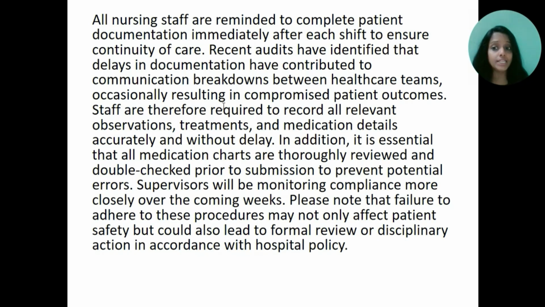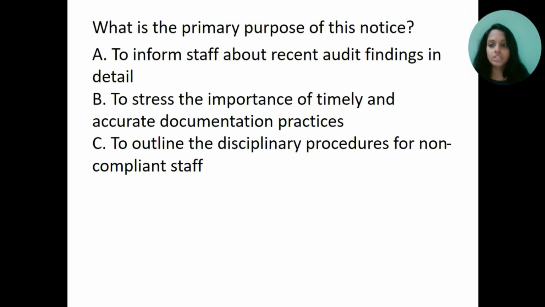So the core idea is documentation must be timely plus accurate. And if you see the option here, option A, why is it wrong? Because it says to inform staff about recent audit findings in detail. Yes, if you have seen the text, audits are mentioned, but is the whole text explaining audit findings? No, it's only one supporting point.